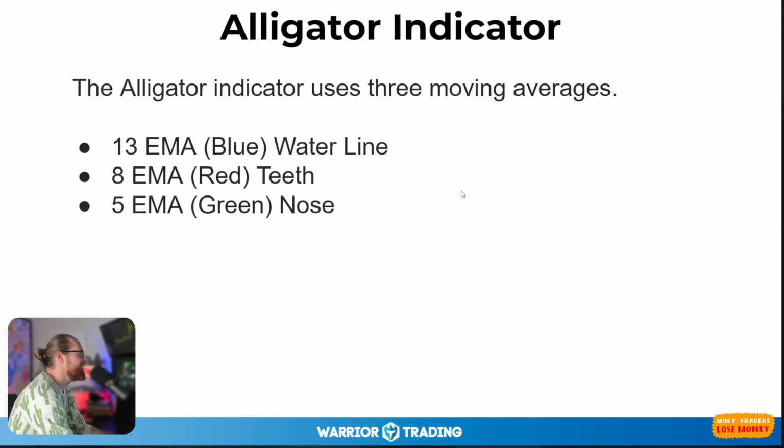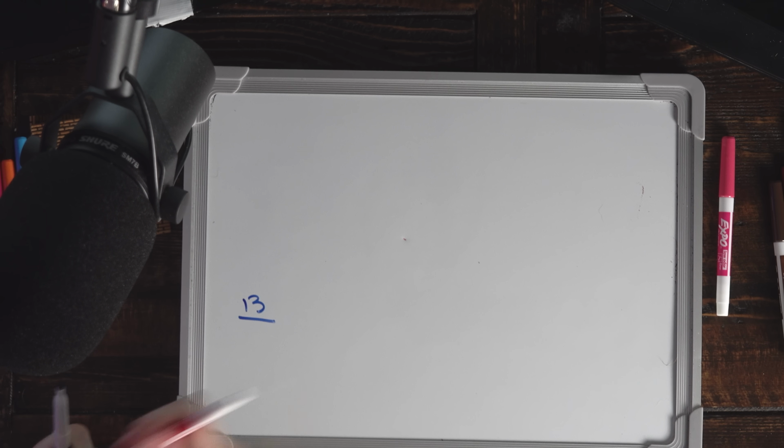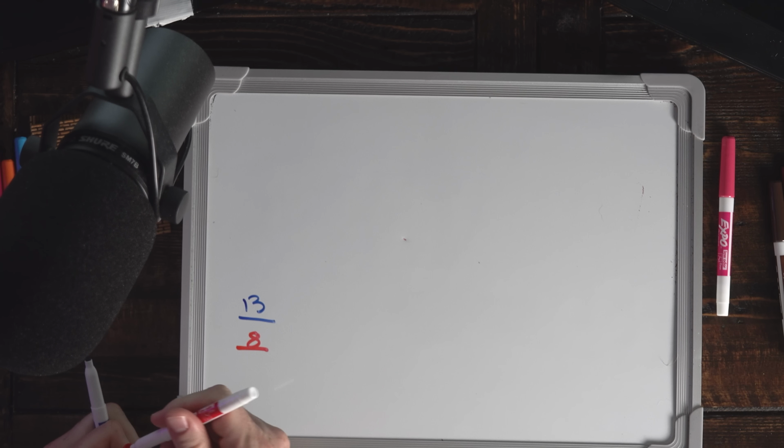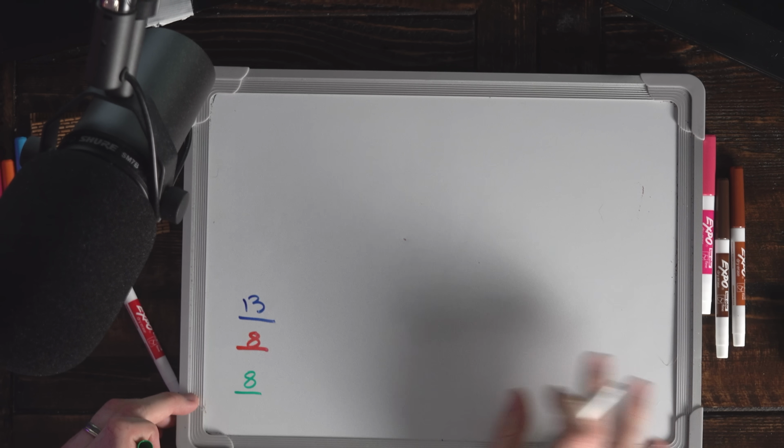Now, let's talk for a second about the alligator indicator. This is an indicator that I think is a really interesting one. It uses 3 moving averages: the 13, the 8, and the 5. The way this looks on a chart is you've got blue, which is the 13. You've got the red, which is the 8, and then you've got the green, which is the 5.